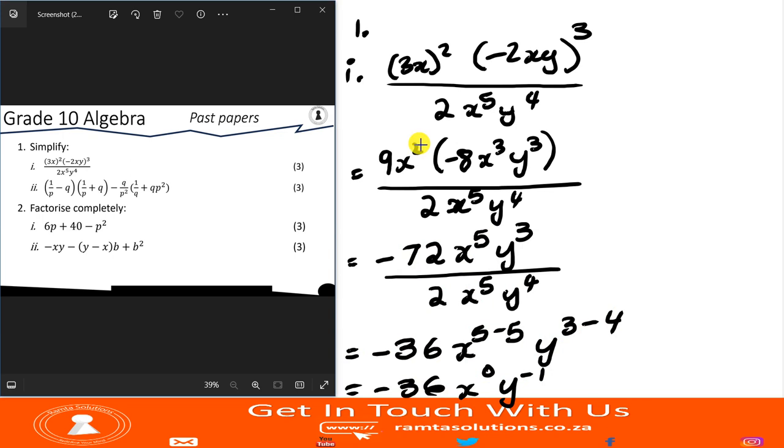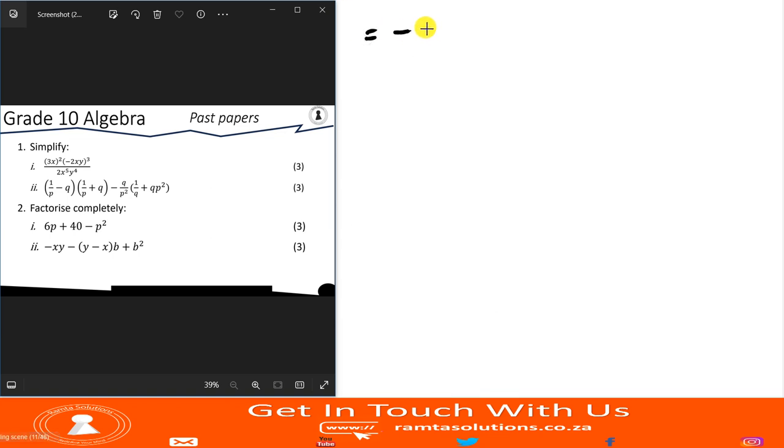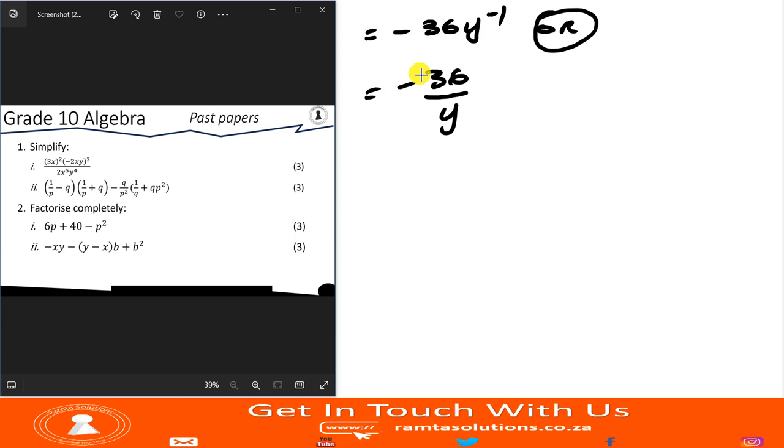Right? So this then becomes, if you like, you can leave it as negative 36 y to the negative 1, or if you like, you can leave it as negative 36 over y. It's totally up to you. All right, now let's head to the second question.